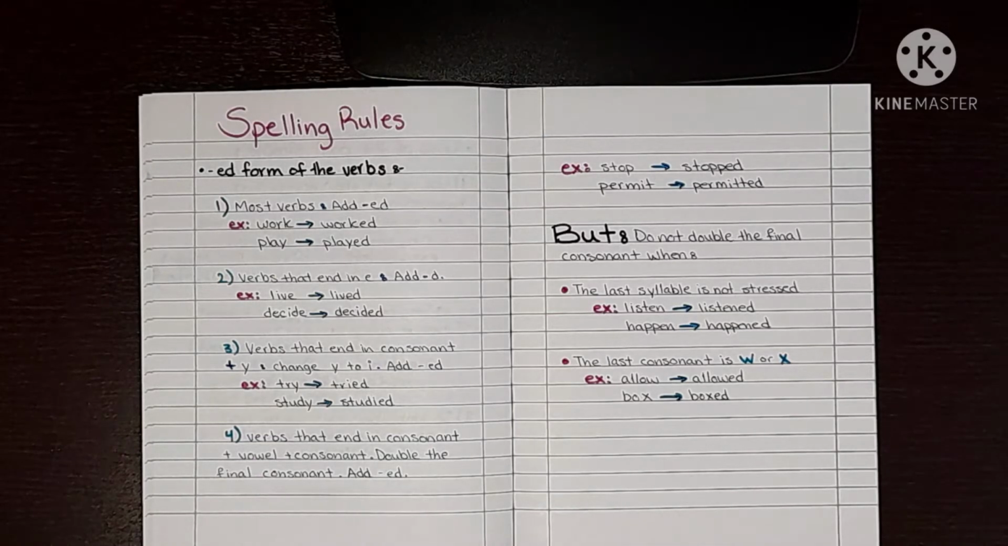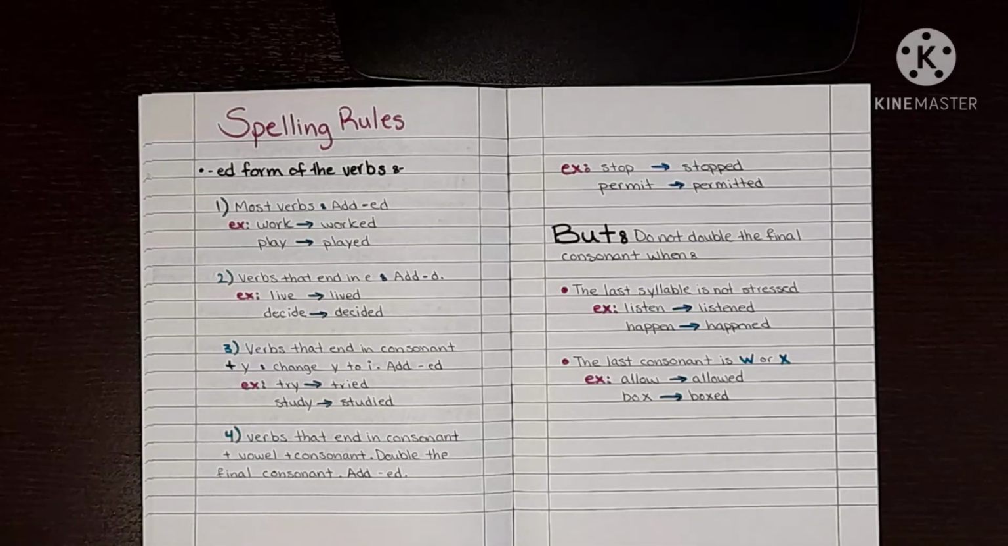Today we have spelling rules. Today we're going to take the ed forms of the verbs. Of course, the ed form is usually used, or actually all the time used with the past tense. And in English, the past tense verbs are divided into two types, the regular and the irregular. In this video, we're going to take the regular, and maybe in another video, I'll show you the irregular verbs and how to use them.